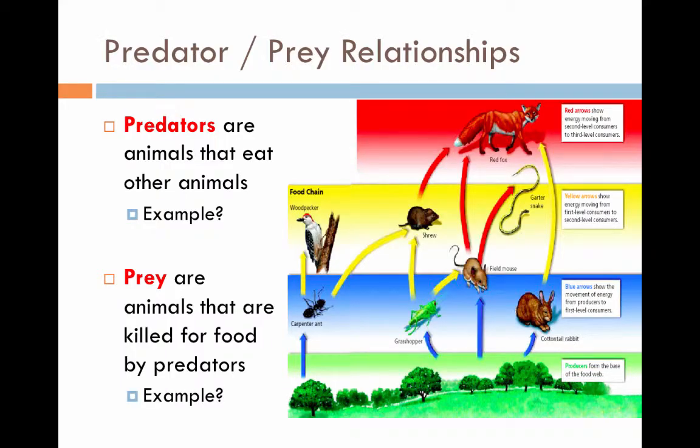Prey are animals that are killed for food by predators. For instance, the carpenter ant is killed by the woodpecker. The grasshopper is killed by the mouse. The mouse is killed by the snake. The cottontail rabbit is killed by the fox. Those are all examples of prey.